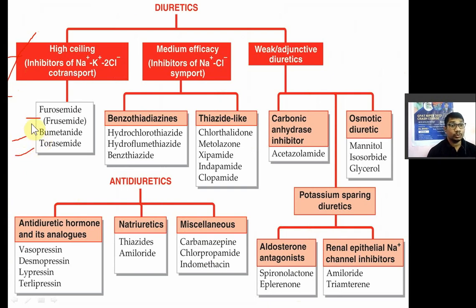They are known as loop diuretics, and they have one major important adverse effect. They will cause damage to your eighth cranial nerve. They will cause deafness. Remember, a question was asked on that. Now, medium efficacy diuretics.